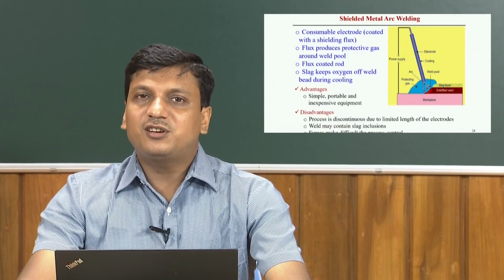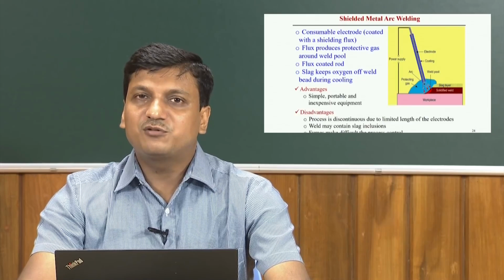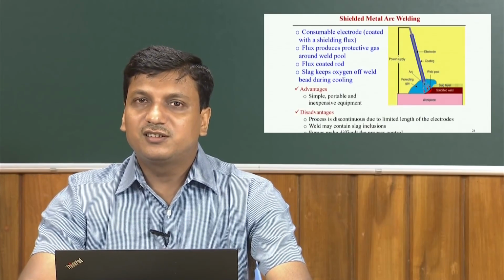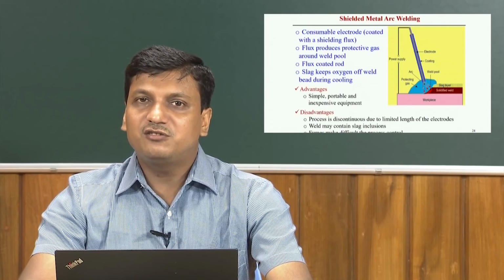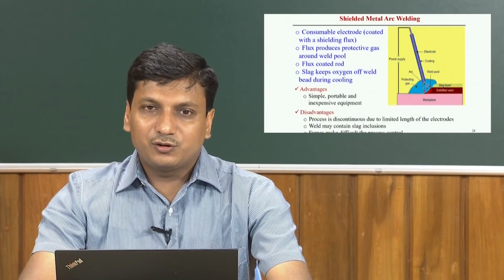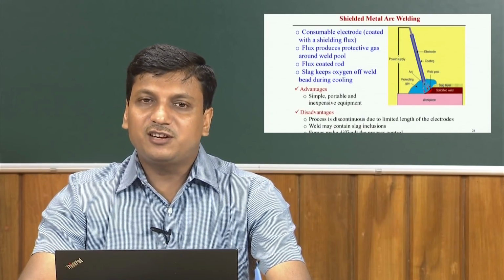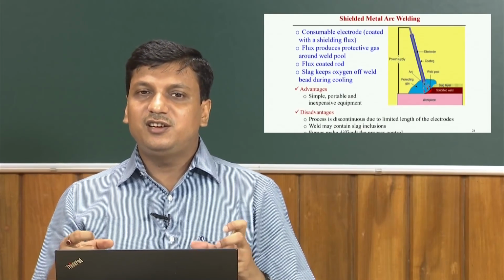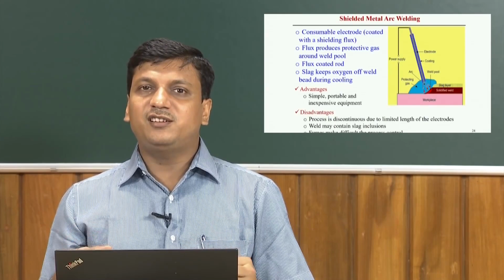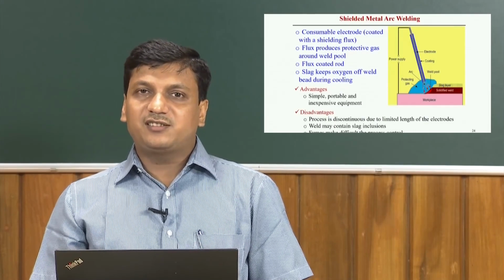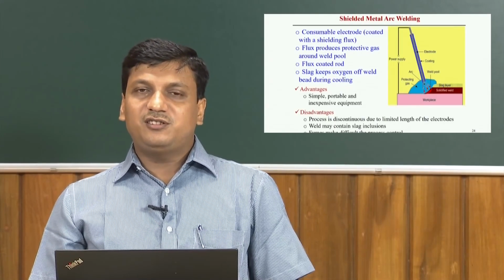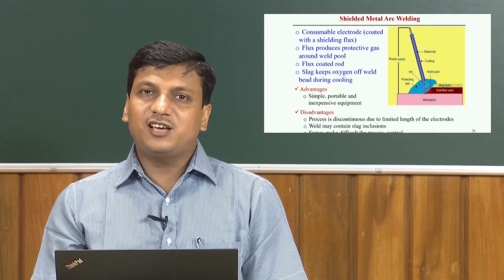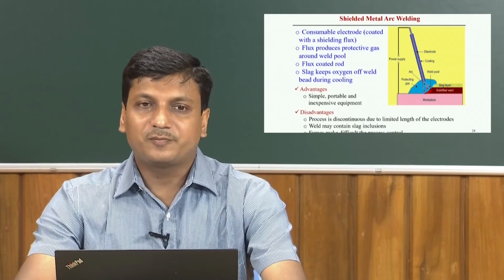So, that slag layer also protects the molten material during the solidification process. So, in that case it is very much advantageous to use it in this way. Basically, the electrode is supplying the extra material, and at the same time it is also protecting the weld zone during the welding process as well as during the solidification process.